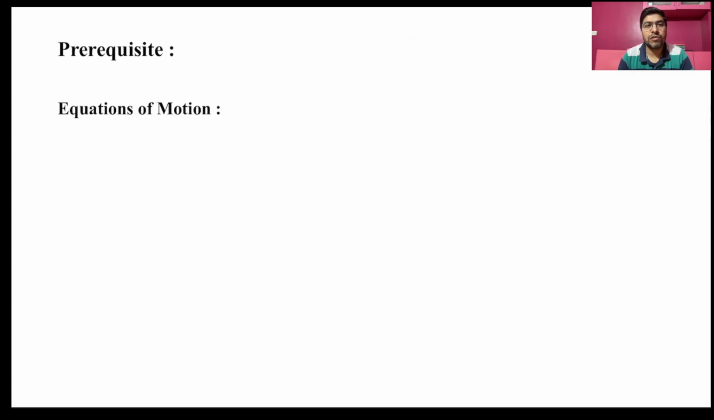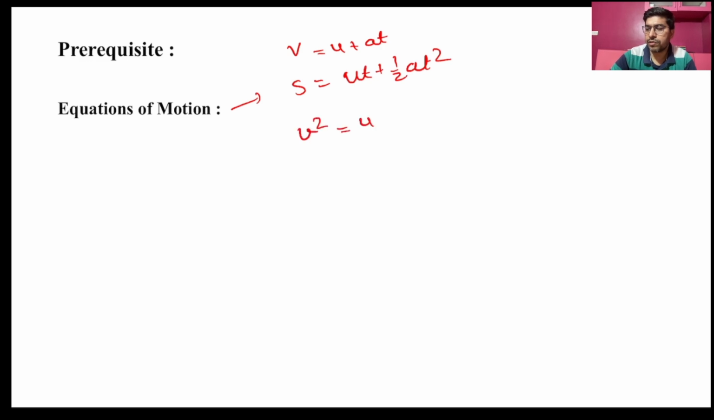So yeah, next. The prerequisite of this class is what? First of all, we have to understand the equations of motion. The first equation of motion is v = u + at, where v is final velocity, u is initial velocity, a is acceleration, t is time. The second equation of motion is s = ut + ½at². And the third equation of motion is v² = u² + 2as.